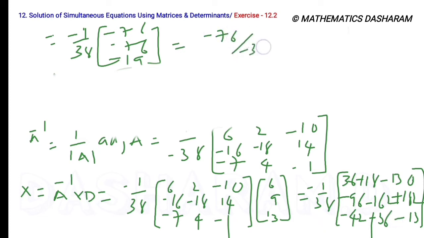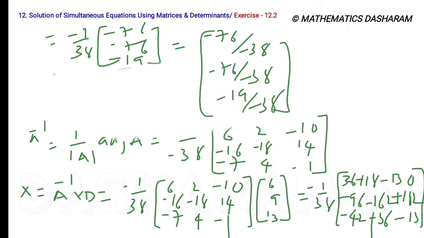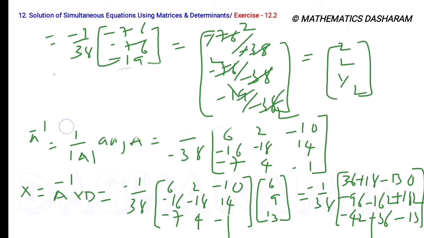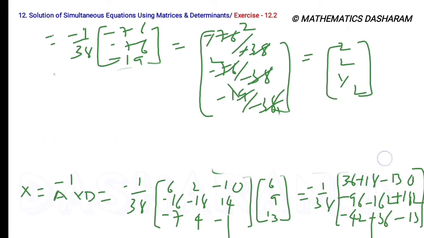It is equal to minus 76 by minus 38, minus 76 by minus 38, minus 19 by minus 38. Here 38 ones are 38, 38 twos are 76, the minuses cancel, so it is equal to 2. Here also 2, and here 19 ones are 19, 19 twos are 38, so 1 by 2. So the required answer is x equals 2, y equals 2, and z equals 1 by 2.